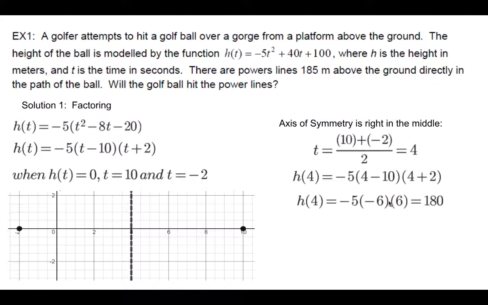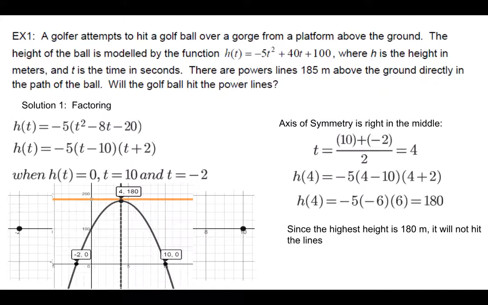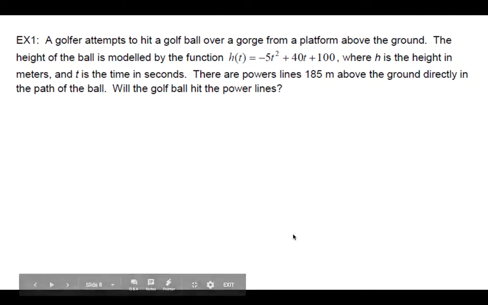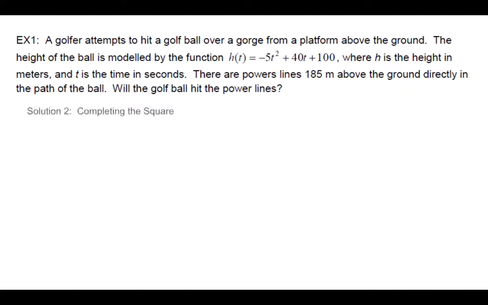You get -5 times -6 times 6, which is 180. And so the vertex is at 180 of a height, at a t value of 4. And so you can see it's never going to hit that orange line, which is actually at 185. The other method for doing this is by completing the square.